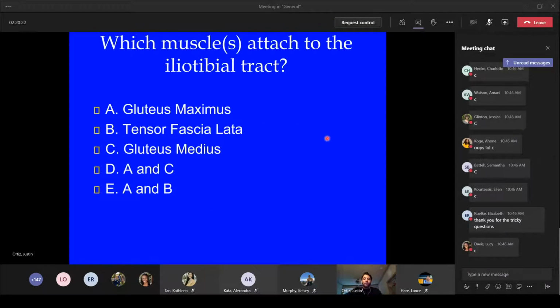Okay, so which muscle or muscles attached to the iliotibial tract? This is going to be a throwback question from the last lecture, just for you to remember.